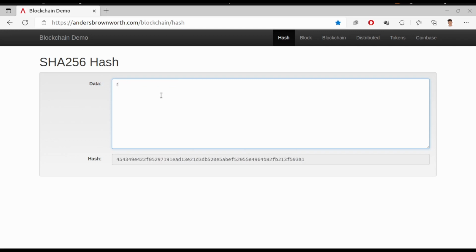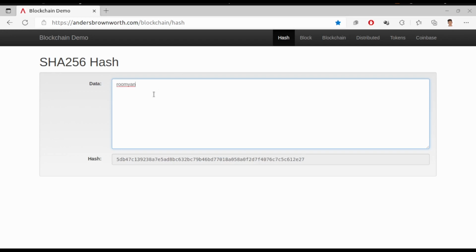And also for the same data, we must have the same hash. So for the data Roman, we have this hash. Now if I again type Roman, the same hash must be generated. Yeah, the hash is the same for the same data. This is the deterministic property, if you remember.